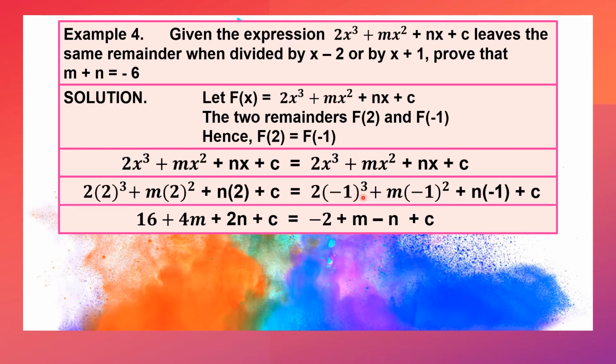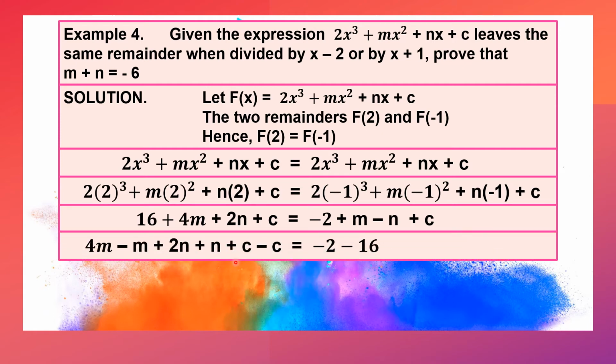is equal to negative 1. And negative 1 times 2 is equal to negative 2. Negative 1 squared is equal to positive 1. Positive 1 times positive m is equal to positive 1m, or m. Positive n times negative 1 is equal to negative n plus c.